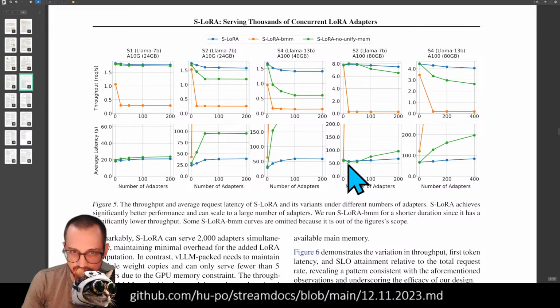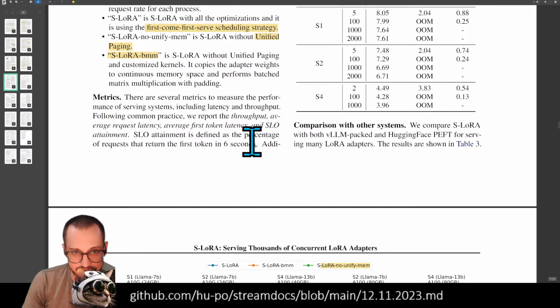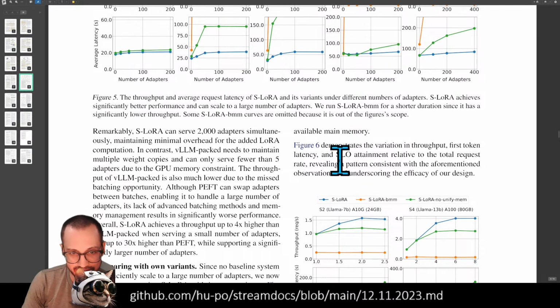Oh, interesting. Here it's not. If you have only a few adapters, less than 50 adapters, so less than 50 LoRAs, you have faster latency without the unified memory. Okay, that makes sense. If you don't have that many LoRAs, you might as well just load them as is. But overall, I feel like this obviously works. Obviously this is trying to show you that the blue is by far the best.